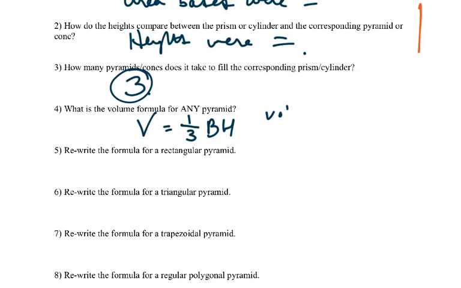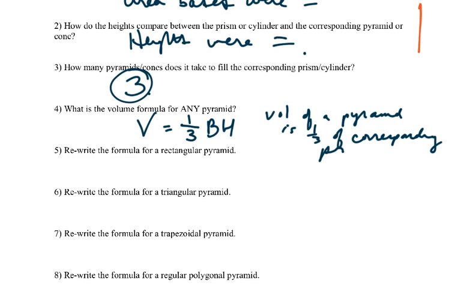Well, it took 3, so it would be 1/3 of the volume of the corresponding prism. So the volume of a pyramid is 1/3 of the corresponding prism. So same base, same height.